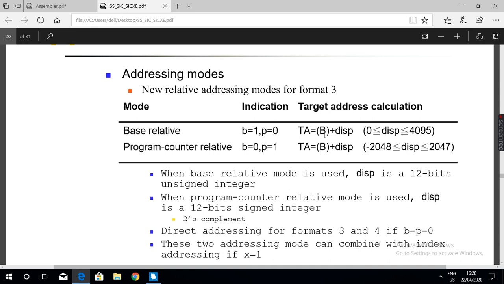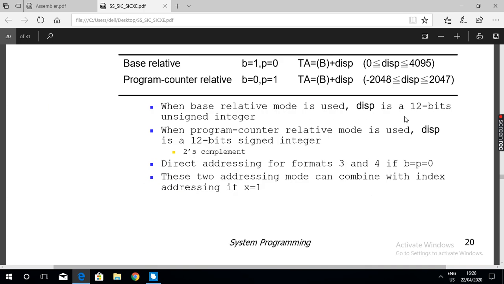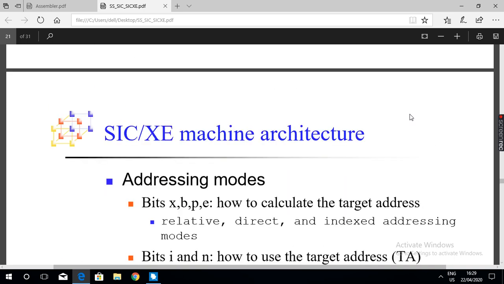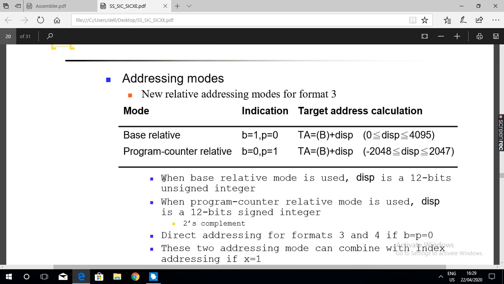The content of the base register and the displacement, whatever displacement value is specified here, 100, 200, whatever the value, they are added. And the sum is nothing but the target address.